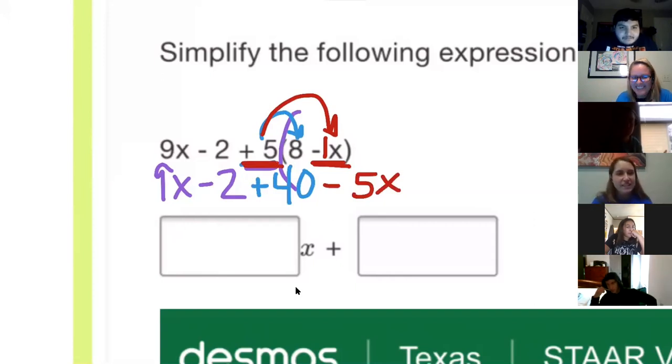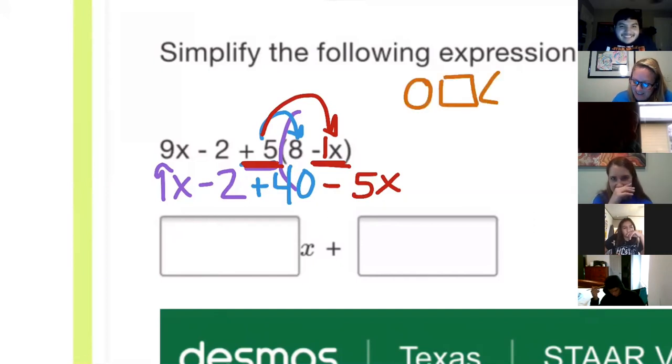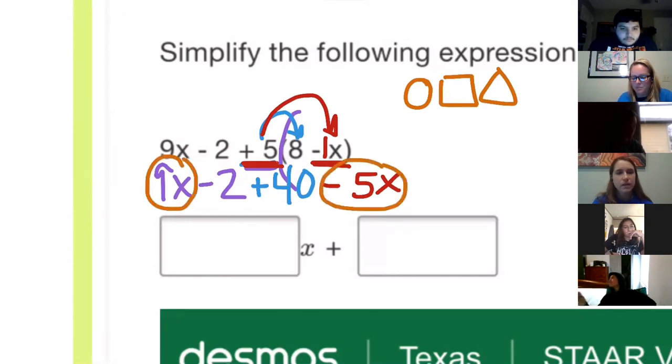All right, now this looks like something we did in the first week. What are we going to do next? Yeah, shapes, and I know exactly what you mean. Okay, so let's go ahead and put circles and boxes. Let's circle all the x's. So we have the 9x minus 5x. And then we can put our squares around the minus 2 plus 40.